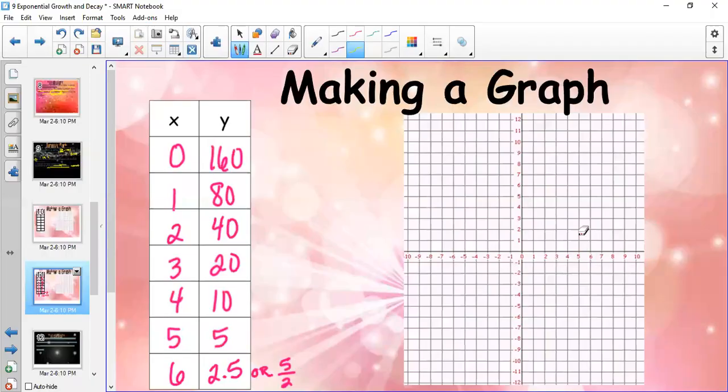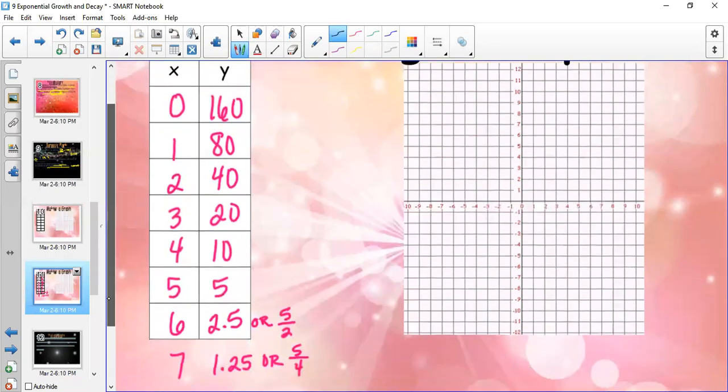All right, let's see how you did here. This is what your table should have looked like. We should have had 0, 160; 1, 80; 2, 40; 3, 20; 4, 10; 5, 5; and 6, 2.5, or 5 over 2 if you wrote it as a fraction, and you could even have gone farther. 7 would have been 1.25 or 5 over 4.